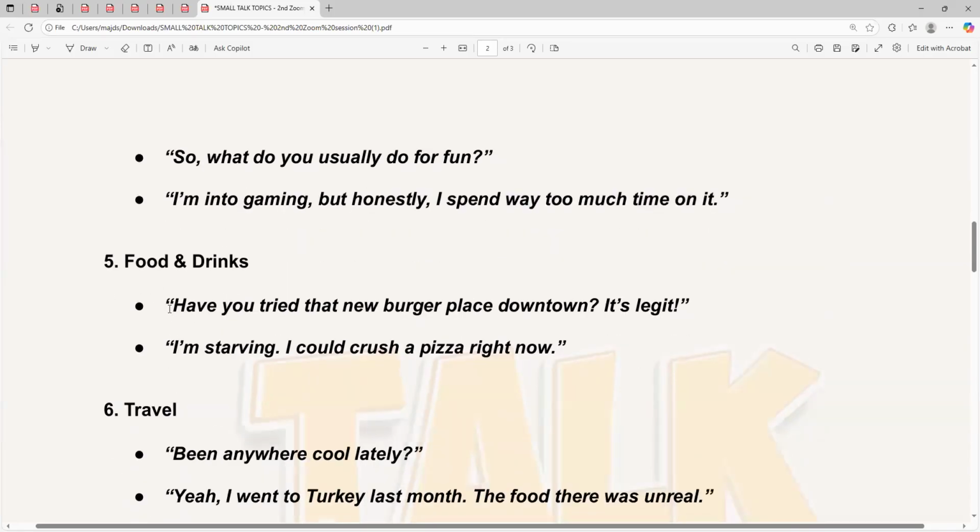For food and drinks: have you tried that new burger place downtown? It's legit. Legit here means it's super fantastic. I'm starving. I could crush a pizza right now. Crush means smash, but here we don't mean smash. Here we mean you could finish the whole pizza on your own, okay?